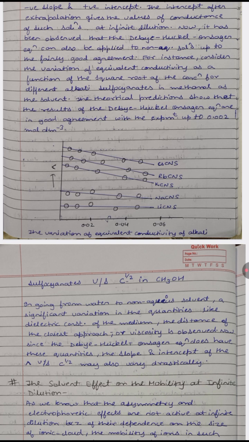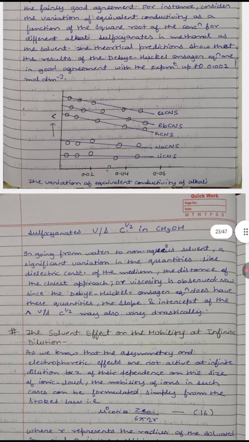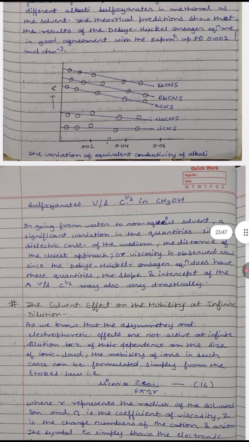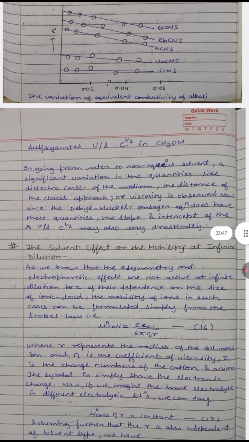Now it has been observed that the Debye-Huckel-Onsager equation can also be applied to non-aqueous solutions with fairly good agreement. For instance, consider the variation of equivalent conductivity as a function of square root of the concentration of different alkali sulfocyanates in methanol as the solvent. The theoretical predictions show that the results of the Debye-Onsager equation are in good agreement with the experiment up to 0.002 mole per decimeter cube.